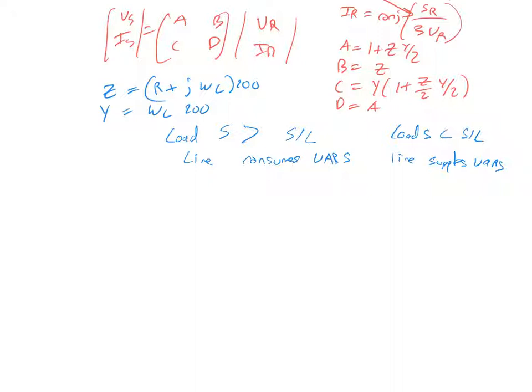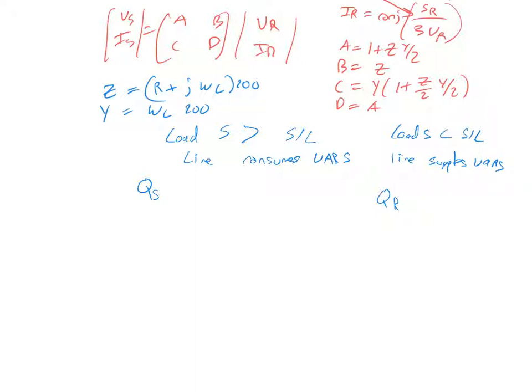How do you know if your line is consuming vars or supplying vars? Find the SIL. You have to find the SIL and see if you're more or less than the SIL. But how are we confirming that? The easiest way, or one of the easiest ways, is to solve for Q at the sending end, and then Q at the receiving end, and see which is bigger.